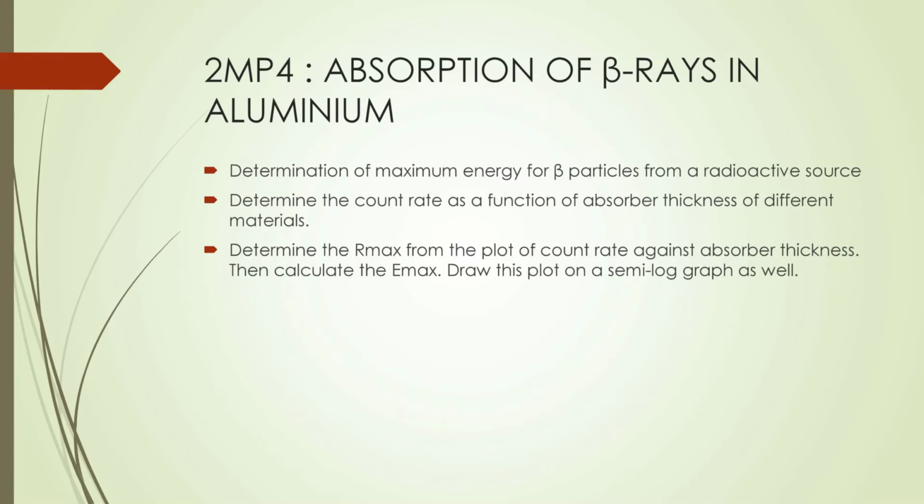The next experiment is absorption of beta particles in aluminium. The objective of this experiment is to determine the maximum energy of the beta particle from a radioactive source, and also to determine the count rate as a function of the absorber thickness of different materials. We also need to determine the R max from the plot of count rate against absorber thickness, then calculate the E max, and draw the plots on a semi-log graph as well.